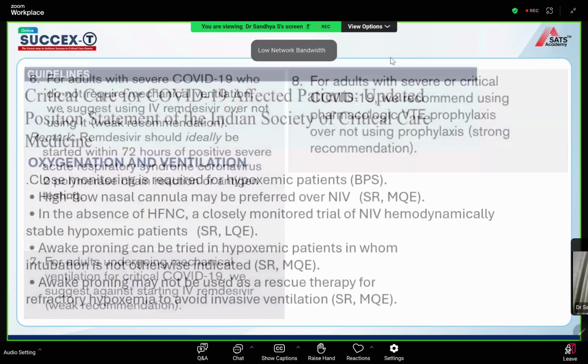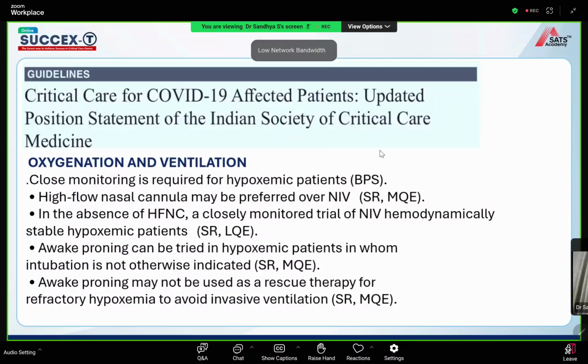Again, there is another IJCCM paper, and this is also an elaborate list. If you are asked about the recommendations or the treatment of COVID, it's a must paper that you should quote. And this again gives you recommendations on various domains. About oxygenation and ventilation, it's again the same.